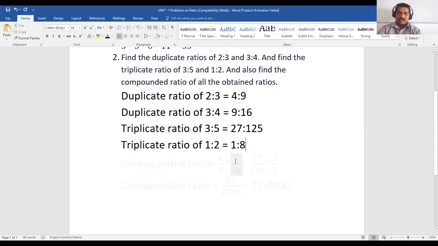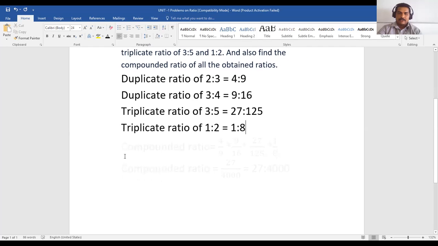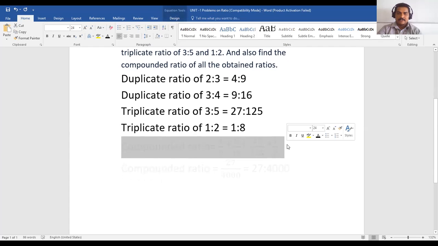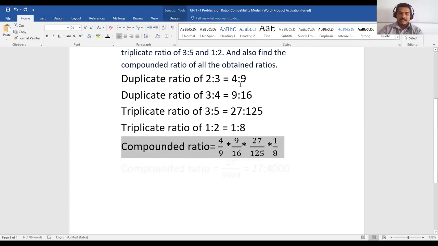Now we got four new ratios, that means the duplicate and triplicate ratios of the given ratios. Now we need to find out the compounded ratio of all the new ratios. Compounded ratio, as we already discussed, means multiplying all the antecedents divided by multiplying all the consequents. So we'll be converting the ratios into fractions. Then if we multiply, we'll be getting the terms like this.